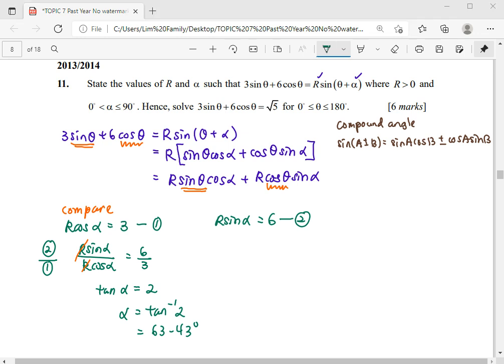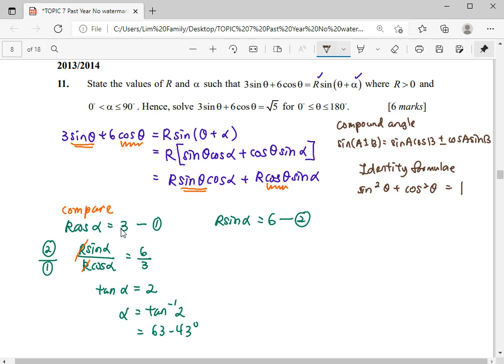So we get one of the unknowns already, which is our alpha. Once we get our alpha, we continue on how to get our R by eliminating our alpha. Here we have another formula we have to know, which is the identity formula, where sine square theta plus cos square theta equals 1.